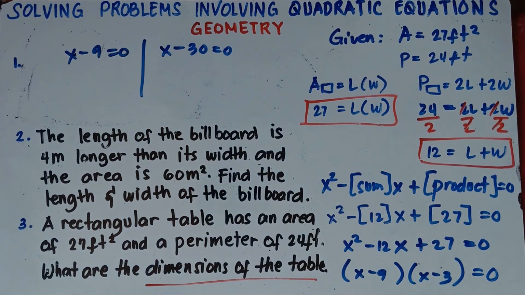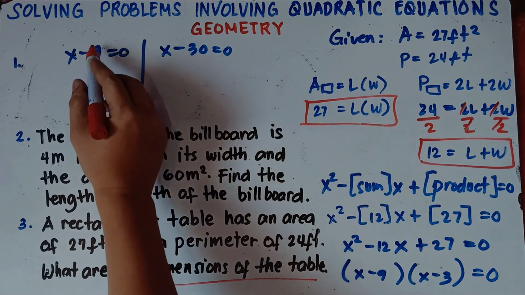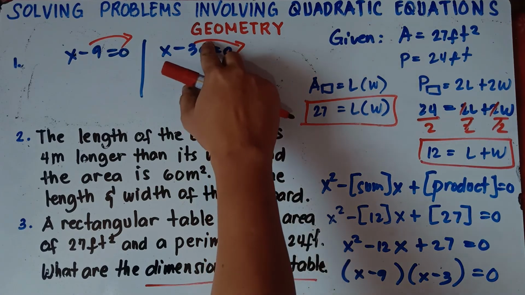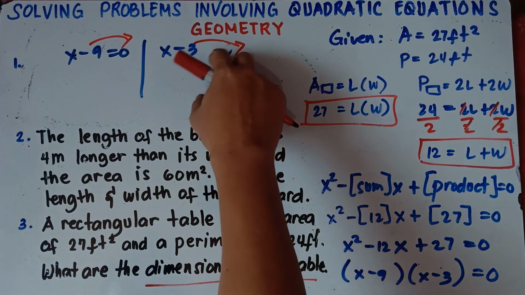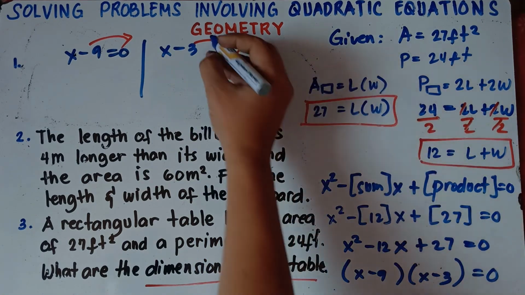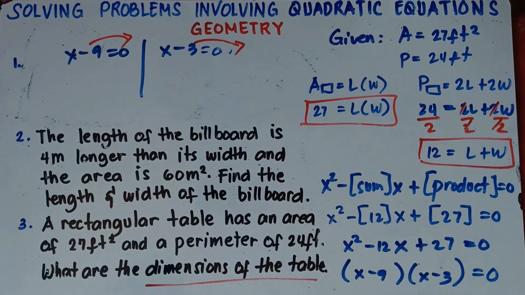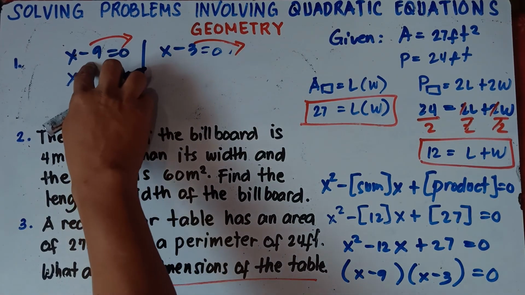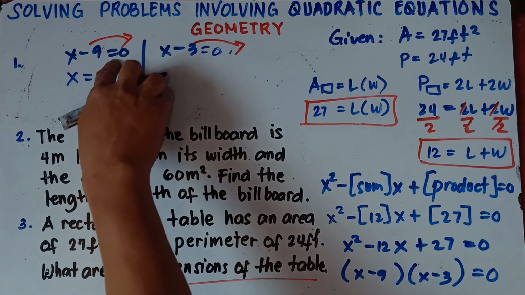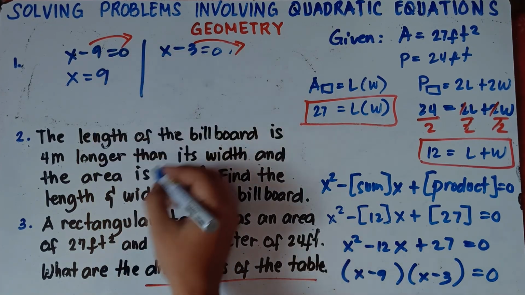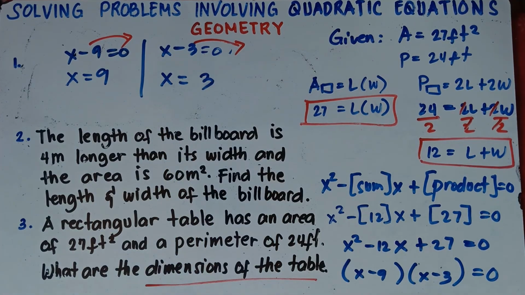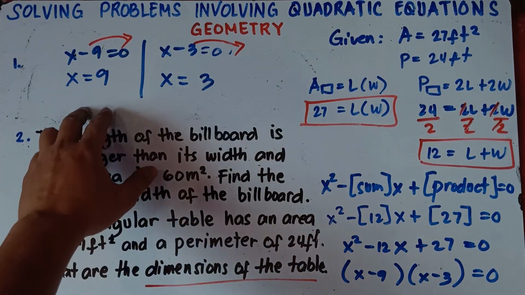To get the value of x, you transpose this 9 from left to right. Same with 3, transpose this one from left to right. This will be x equals, this is negative, once you transfer it across the equal sign, you change the sign. It will be positive 9. And x equals, this is negative, it will be positive 3. That's it, class. This will be our dimensions.